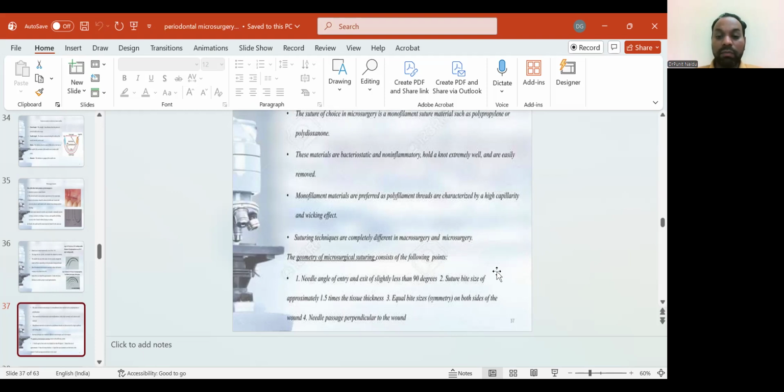Suturing techniques are completely different in microsurgery and macrosurgery. The geometry of suturing consists of the following points. Needle angle of entry and exit of slightly less than 90 degrees. Suture bite size of approximately 1.5 times the tissue thickness. Equal bite sizes on both sides of the wound, and needle passage perpendicular to the wound.